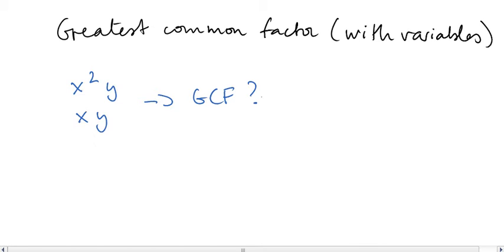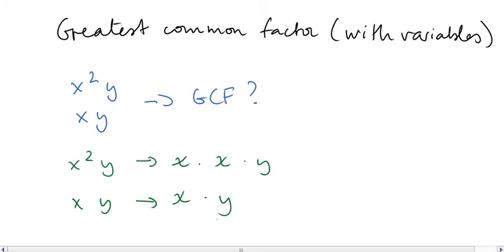Now, it works exactly the same way. You're trying to find the greatest factor that they both have, the greatest common factor, basically. So, let's go back to our easy method and ask, what are the factors of x squared y? X squared y is basically x times x times y, and xy is just x times y. So you could rewrite the first as x times y times x, and the second is just x times y. So the greatest common factor would be xy.